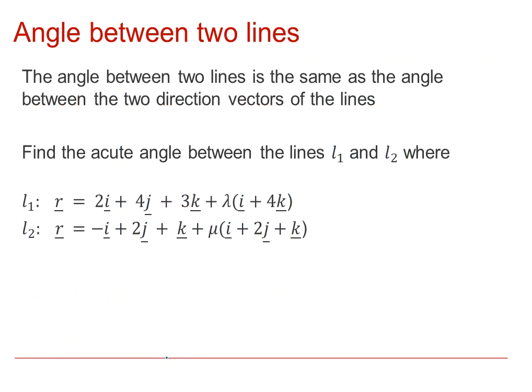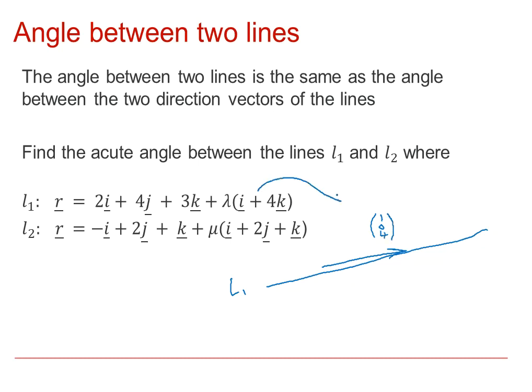The angle between two lines is the same as the angle between the two direction vectors, and that is the case in 2 dimensions or 3 dimensions. So for example here, if we were looking for the acute angle between the lines L1 and L2, if we just do a quick sketch, there's the line L1, and its direction vector is (1, 0, 4) in this case.